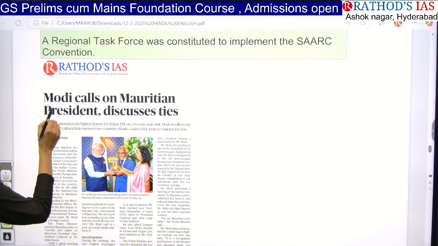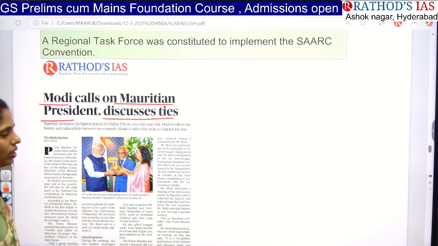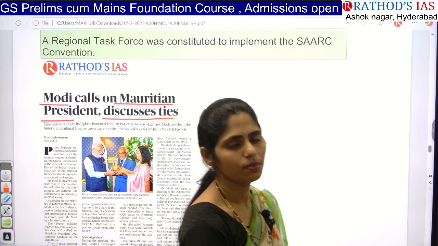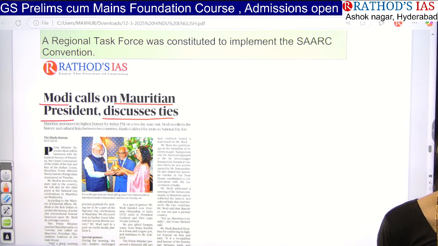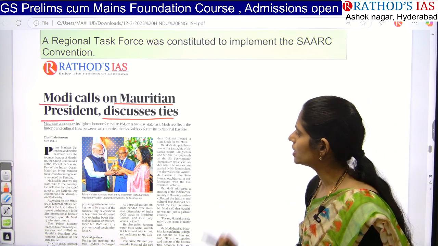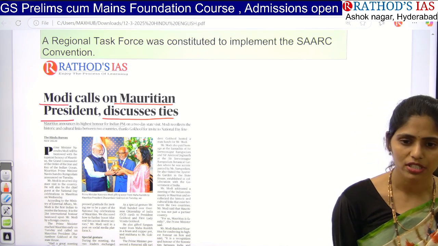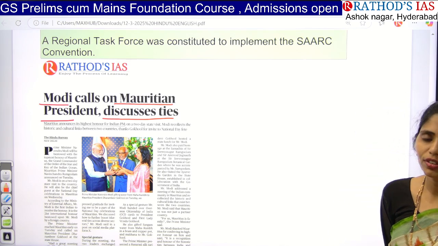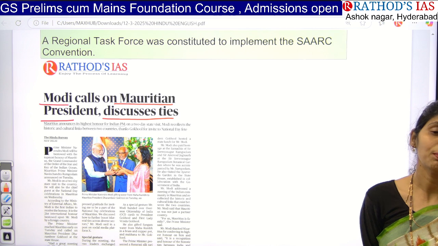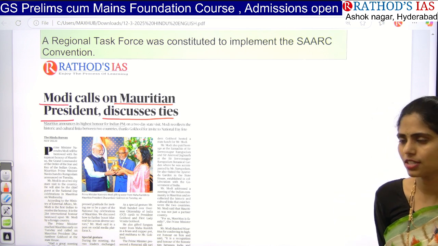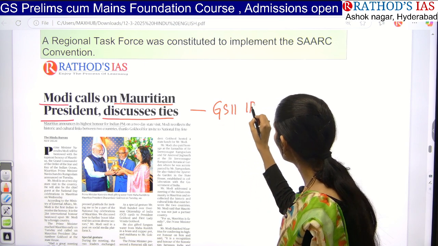So let us see the next article. The title says, Modi calls on Mauritian president, discusses ties. So we know that our Prime Minister is on a visit to Mauritius, and I asked to see the map, right? It is an island nation in the Indian Ocean. Okay, so whenever our Indian dignitaries go to other countries, they go to do something, right? So this type of meeting is obviously helpful for improving bilateral relations between the countries. So this article is important for your GS paper 2 under international relations.